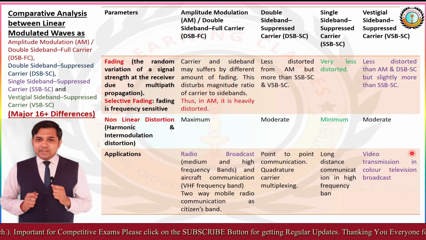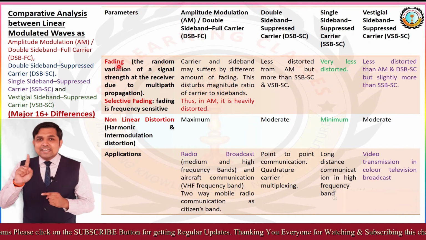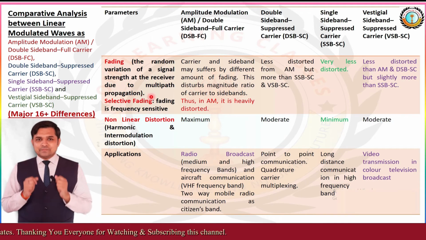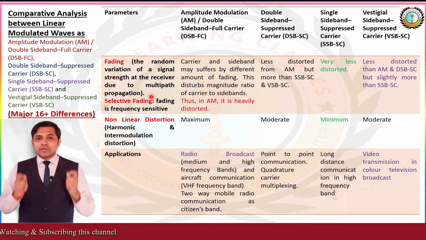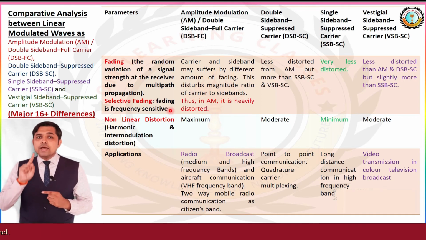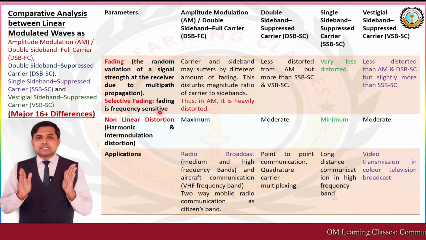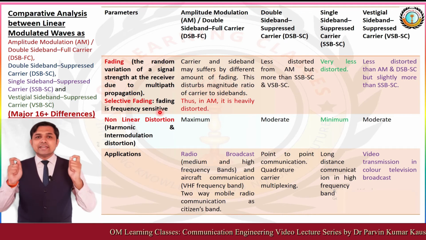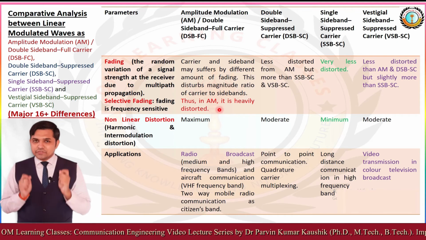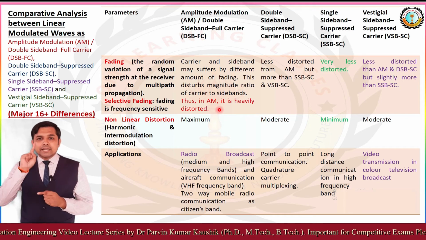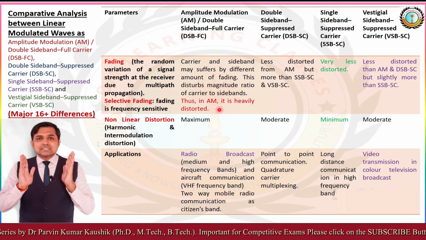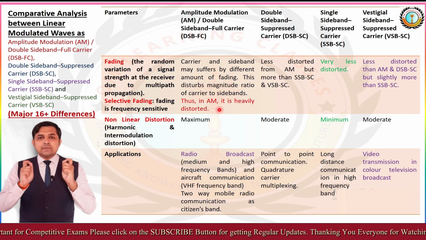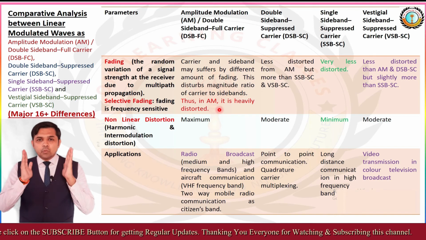So now we have another factor, that is fading, and fading is the random variation of the signal strength at the receiver due to multi-path propagation. And in fading we have selective fading, which is due to frequency sensitivity. So in DSB full carrier, the carrier and sidebands can suffer by different amounts of fading, and due to this fading the AM is a heavily distorted modulation scheme.